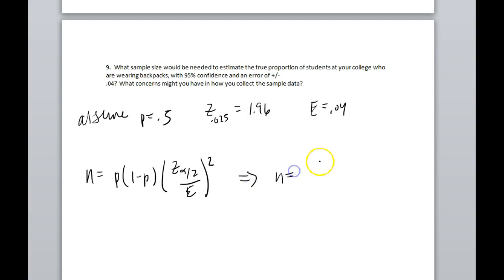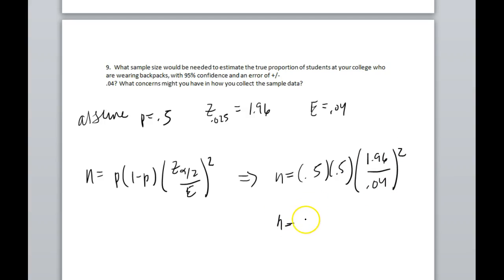So we're going to say n is equal to 0.5 times 0.5, because 1 minus 0.5 is 0.5 as well. And then we've got 1.96 over 0.04, all squared. That's going to break down to 600.25, which is roughly 601.